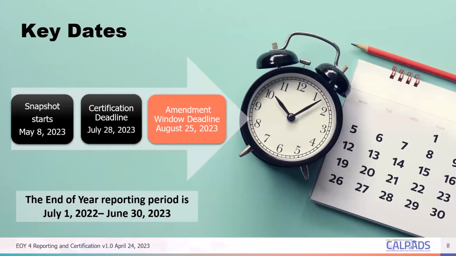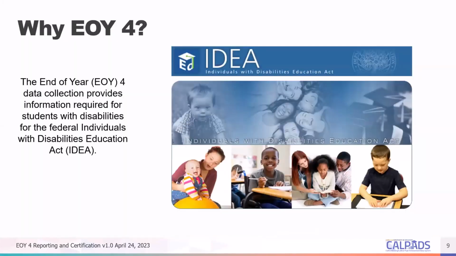Again, the key dates: snapshots start on May 8th, certification deadline July 28th, amendment window final deadline July 25th. All right, so that one's in red. That's the final one. That's the one that, when you talk about an extension, they're not intending to move.